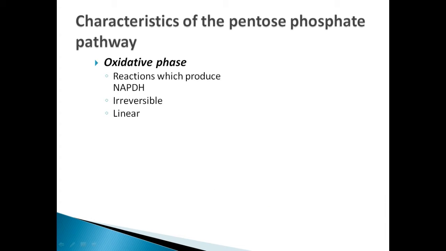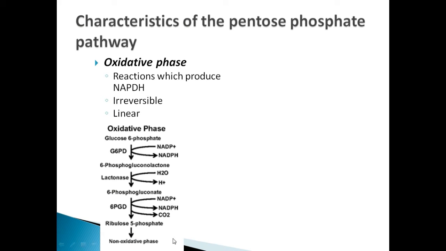So let's look at the pathway. It has an oxidative phase where the reactions that will produce NADPH take place. This is an irreversible and linear phase. And this is essentially what it looks like.